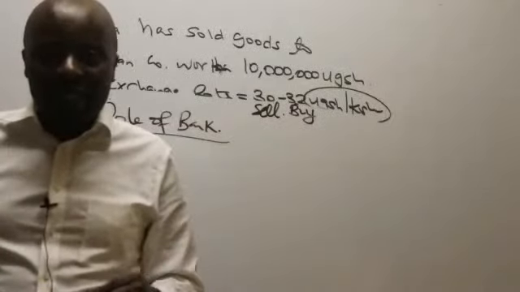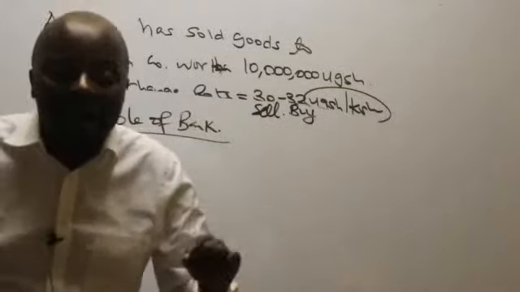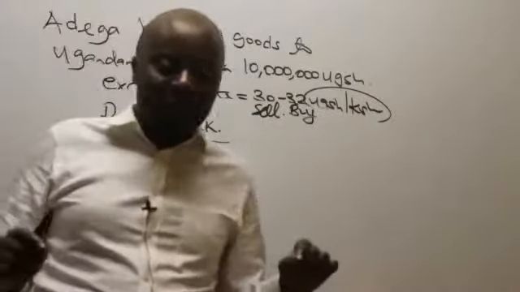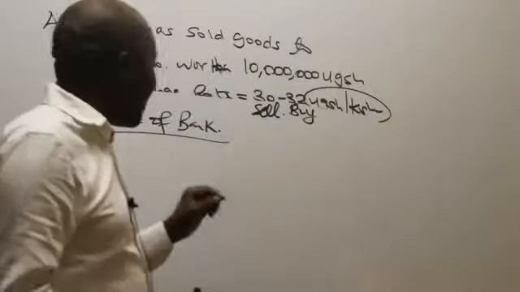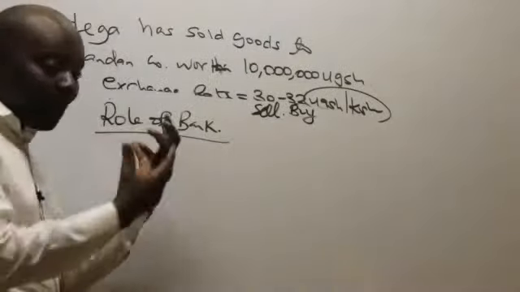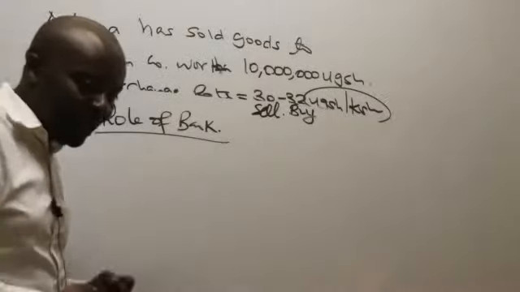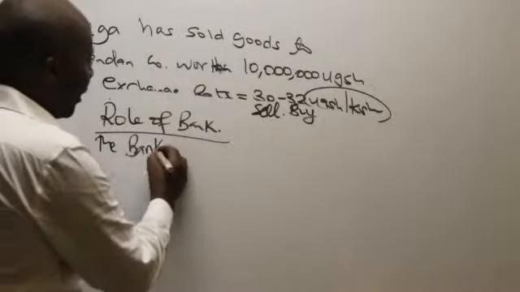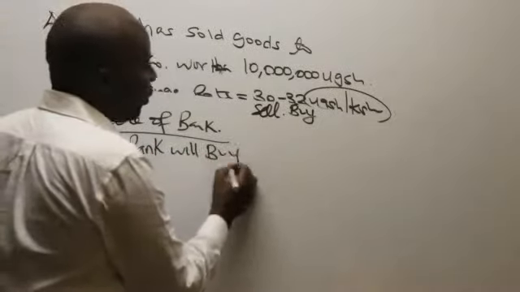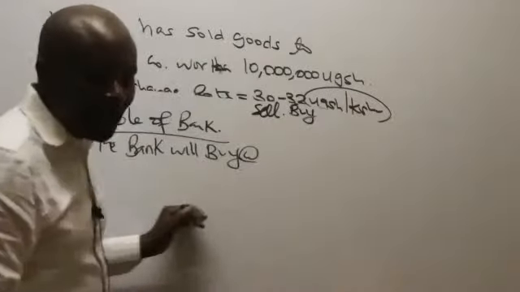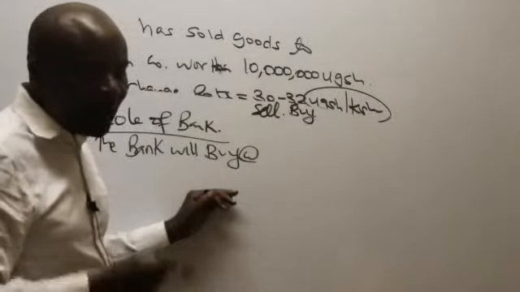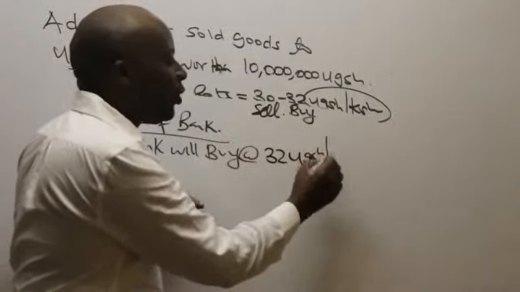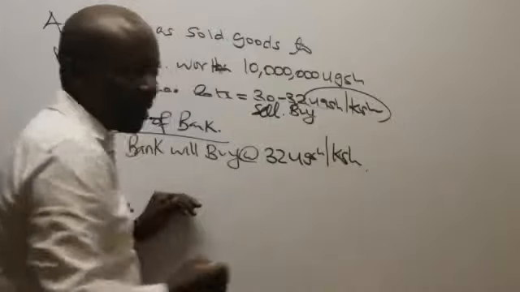We don't want to know what Adega is doing. We are looking at this from the perspective of the bank. What is the bank doing? The bank, in this case, ladies and gentlemen, is going to buy this money from Adega. So the bank will buy. So the bank will buy at what rate? 32. 32 who? Uganda shillings. Uganda shillings per who? Per Kenya shilling.